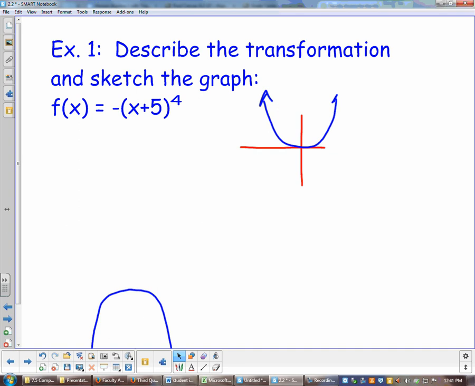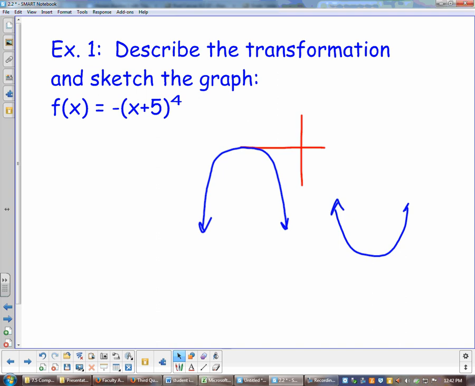Okay, but if we're going to do x plus 5 quantity to the fourth, forget about the negative for right now. What effect does that have on your graph? Shifts to the left 5. So picture this shifting to the left 5. And then what about the negative out in front? All right, reflects it over the x. So it's going to end up looking something like this, right? Are we okay with this?